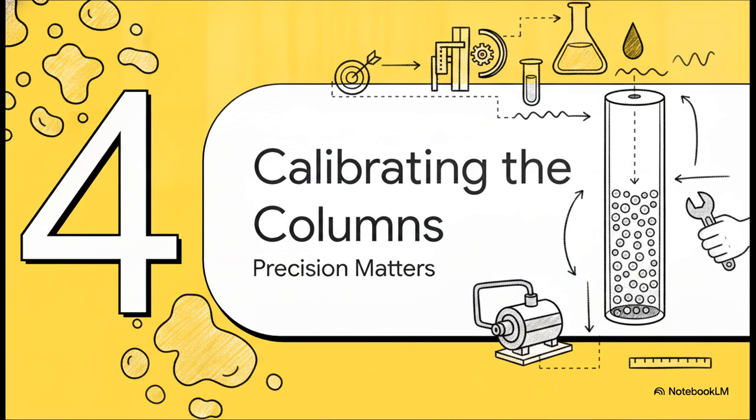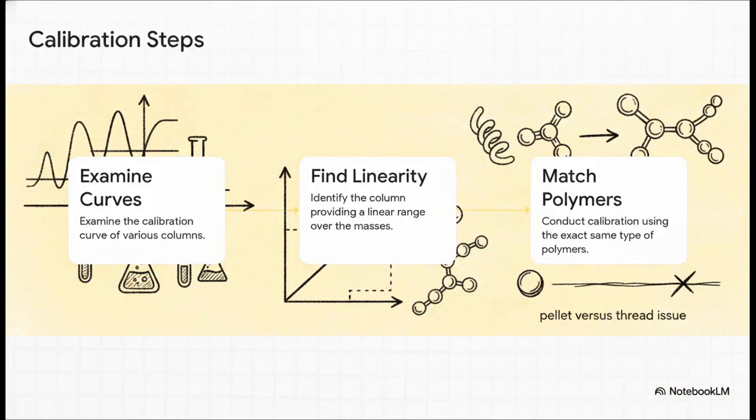Which brings us to Section 4, Calibrating the Columns. To actually solve this calibration problem, analysts have to meticulously follow exact steps. First, they examine the known calibration curves of various columns. Simple enough. Second, they need to pinpoint a column that gives them a linear, predictable range covering the specific masses they expect to find in their sample. But step three is the absolute golden rule. You must conduct your calibration using the exact same type of polymers that are in your sample. Remember that pellet versus thread issue we just talked about? Yeah, if you calibrate your machine with a tightly coiled globular protein, it is absolutely not going to help you accurately measure a sprawling synthetic polymer string. You have to match apples to apples.